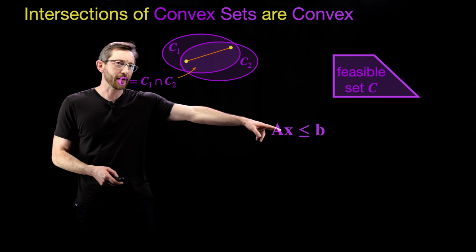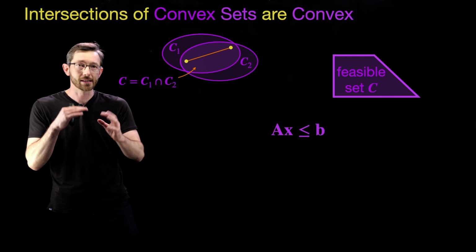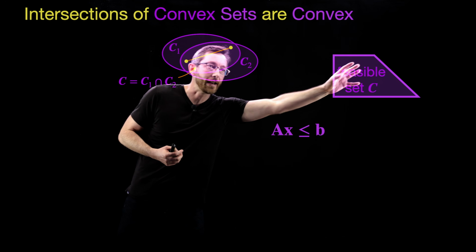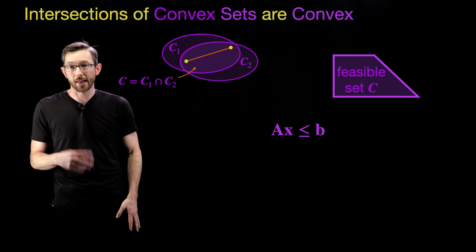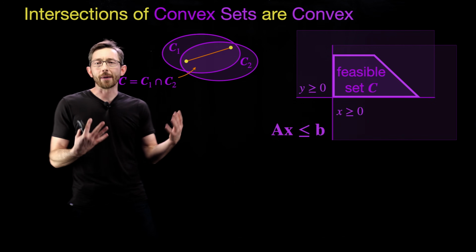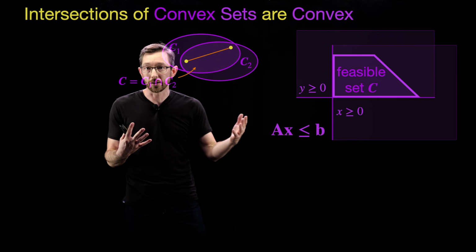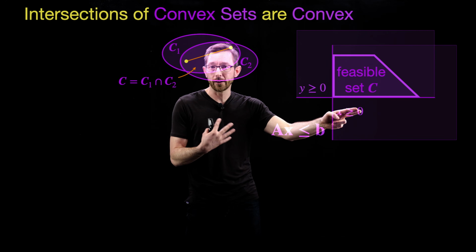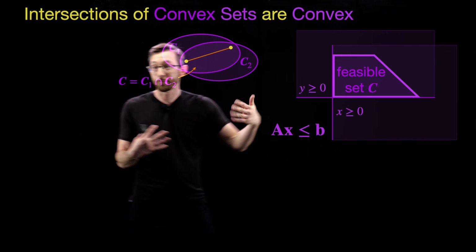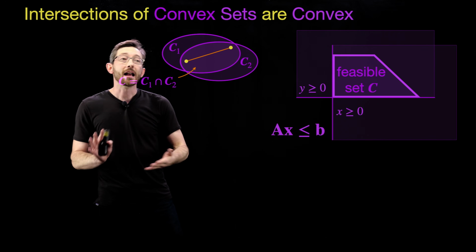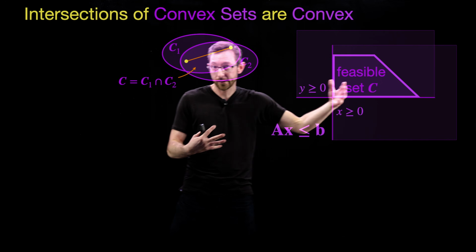So for example, if I have this matrix system of inequality constraints, a bunch of inequality constraints, that can determine a convex feasible set C, like this quadrilateral here. So for example, I might have 2 inequality constraints that y has to be greater than or equal to 0 and x has to be greater than or equal to 0. Those are these very lightly shaded purple half planes. Those are convex. And so their intersection, the positive quadrant up here, is also convex.